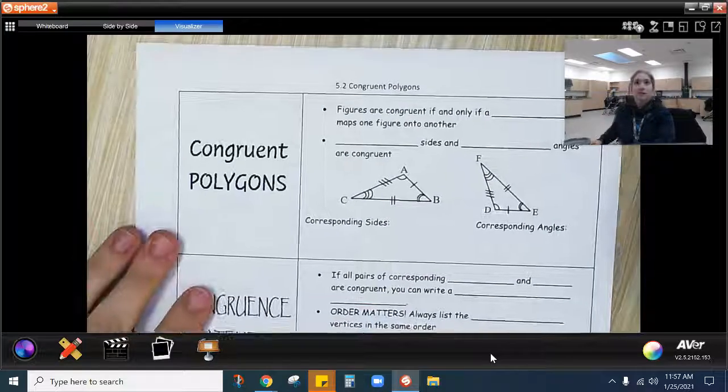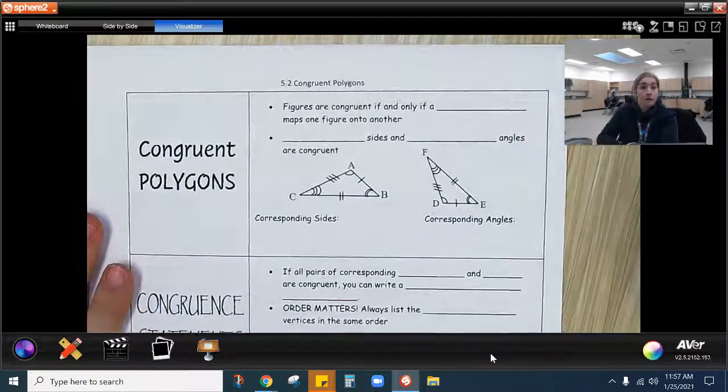Hello, geometry. Sorry, let me get that straightened out. There we go. So 5.2, congruent polygons.